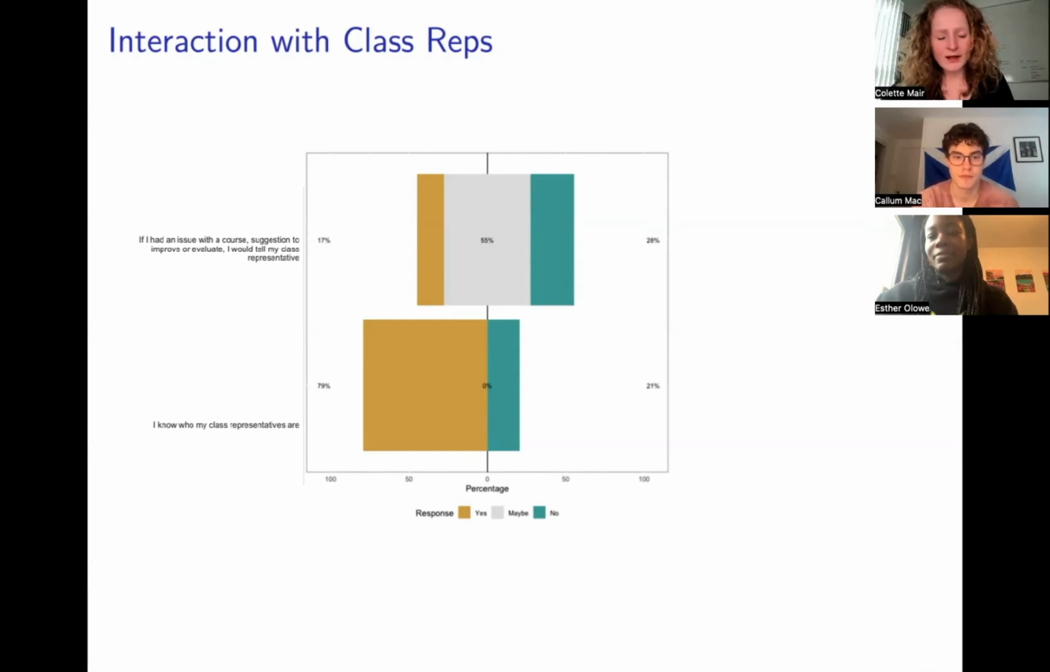And likewise, when we asked students if they know who their class reps were, around a fifth of student responses said they didn't know who their class rep was at the time. So again, this is just indicating how students interact with class reps. If, as Esther said, they do give feedback to class reps, then they're confident that they'll probably take it forward. But there seems to be a wee barrier here in terms of knowing who the class rep is and then having the confidence to actually speak to the class rep if there was an issue.